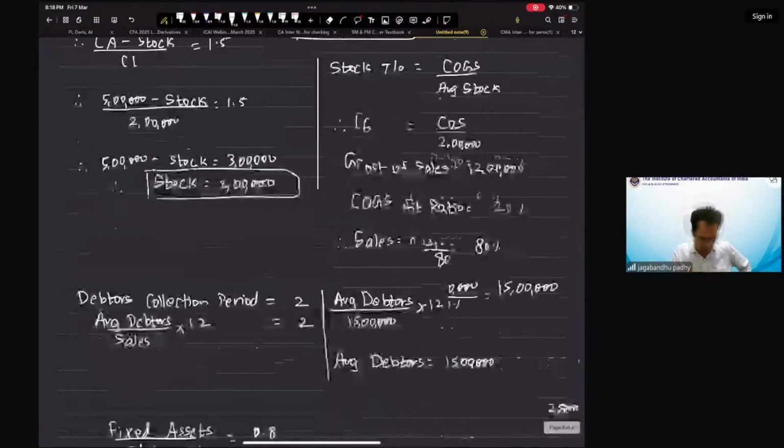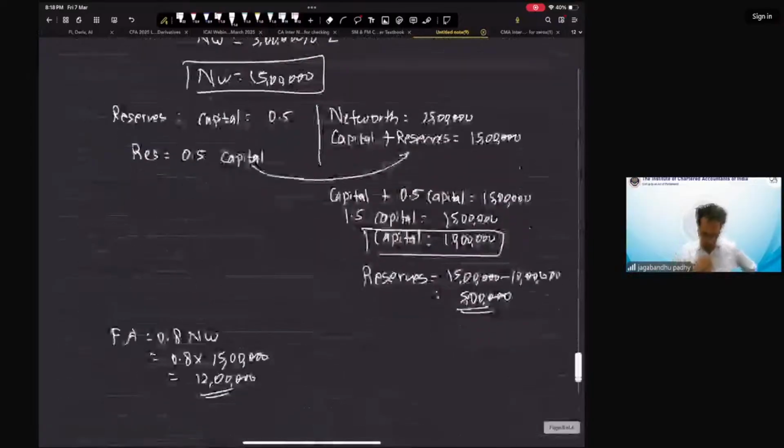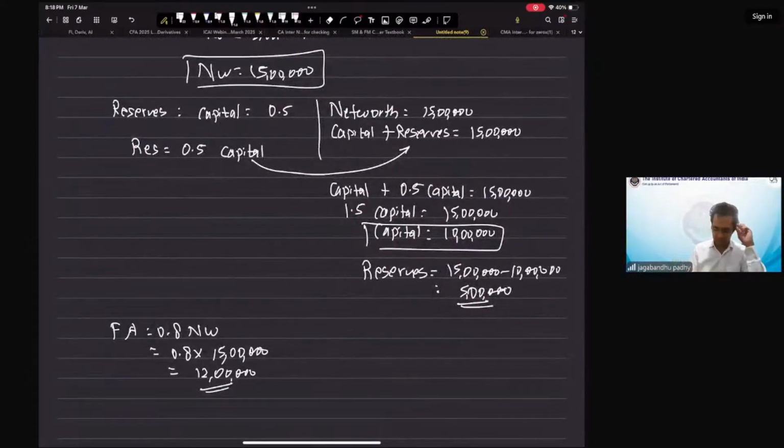How to compute share capital? Share capital was simply the difference, because your net worth is 15 lakh. Out of that 15 lakh, your capital is 10 lakh. And so of course, the balance is going to be 5 lakh. It's like we just substituted. Reserves is 0.5 times of capital. So you just place reserves over here. Capital plus 0.5 times of capital is 15 lakh. So 1.5 times of capital is 15 lakh. Capital is going to be 10 lakhs.